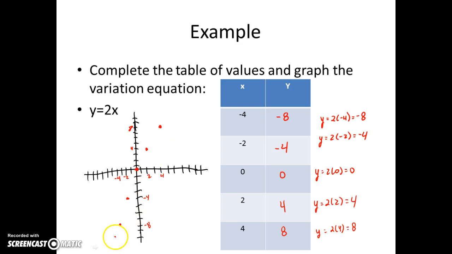So I can take those 5 points, graph them, try to draw a straight line through them. And there is my equation, my line. Again, because the slope is 2, it's a little bit steeper. Goes through the value 0, 0. Because it has a positive slope, it did end up in quadrants 1 and 3. And that's about all you need to know for that.